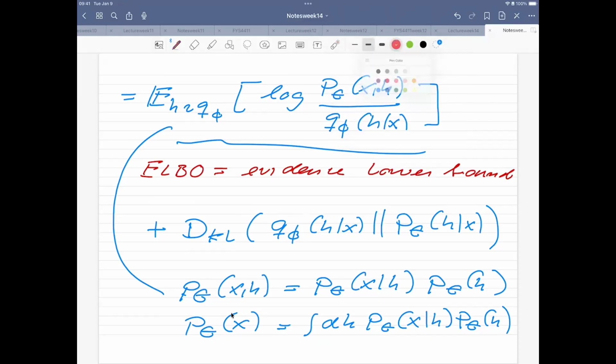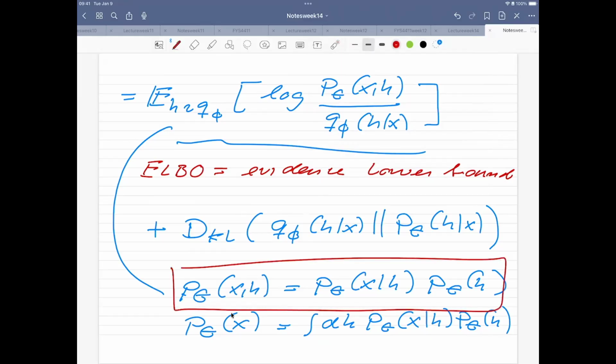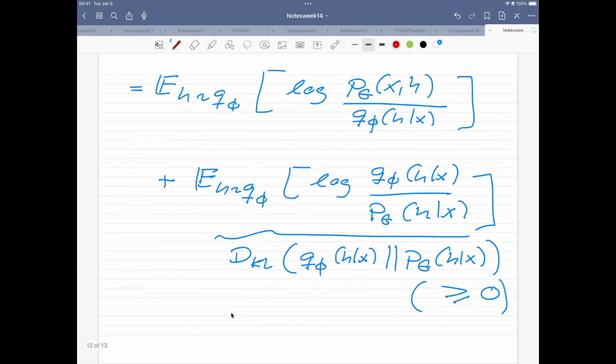Let me just bring it up again. So what we're going to do now is plug this expression in, and that's going to give us two terms. One of them is again going to be a Kullback-Leibler type divergence. And depending on the type of model which we choose, that term can be calculated, as you saw in the Jupyter notebook here.